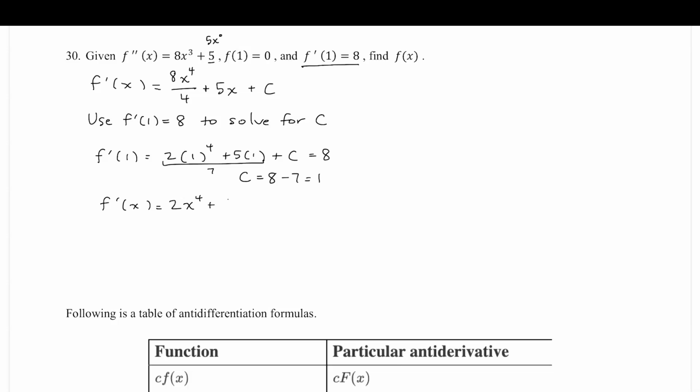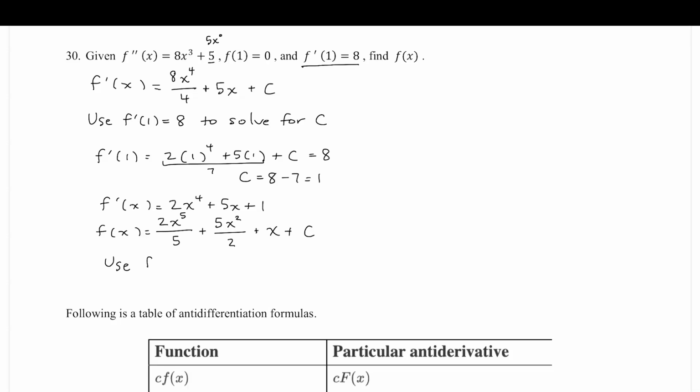So now I have that f prime of x is 2x to the 4th plus 5x plus 1, and I still need to find a second antiderivative to get back to f. So I'm going to use that rule that I figured out at the beginning. I'm going to carry my constant multiple, raise x to one higher power and divide by that new power, plus carry the constant multiple, raise x to one higher power and divide by the higher power, plus, and again I can think of the 1 as 1x to the 0, or what function has its derivative as 1, and that function would be x.